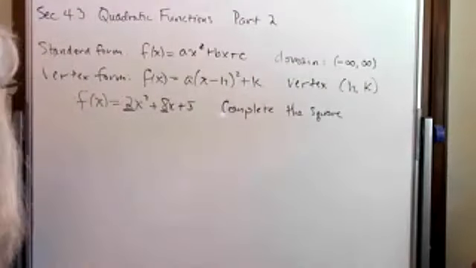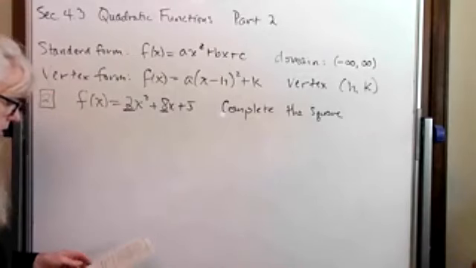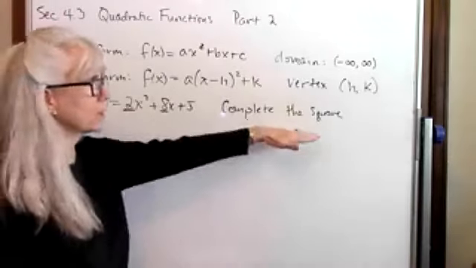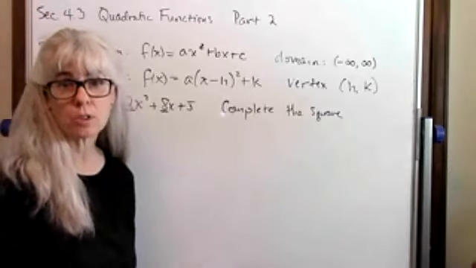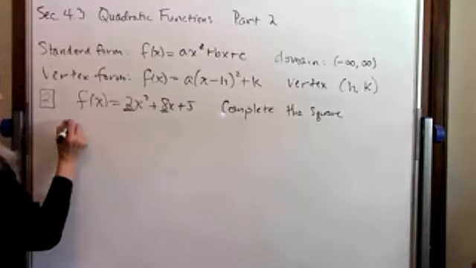So what we're going to do in example 2 is take a look at f of x is equal to 2x squared plus 8x plus 5. And so to find the vertex, we're going to do our old friend completing the square, which we did when we graphed circles, so it should be familiar. We have a few issues, though, when we go do this.